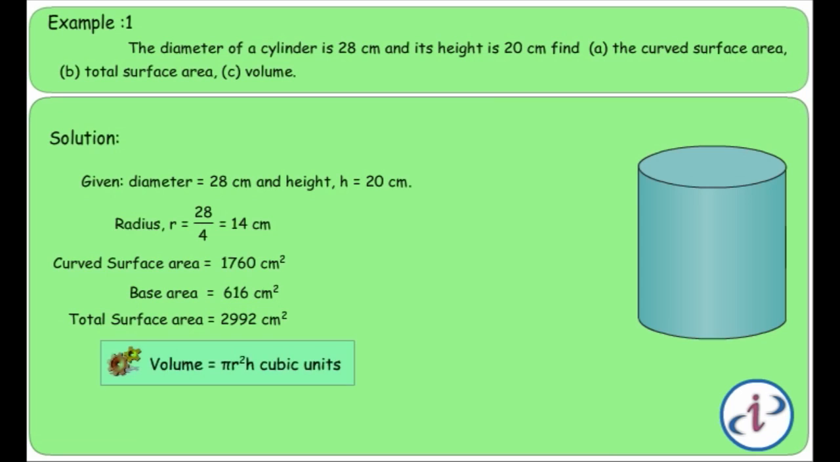Now let's find the volume of the cylinder. It is equal to pi r squared h. Substituting, we get 22 by 7 times 14 times 14 times 20. Simplifying, we get 44 times 280, which is equal to 12,320 cubic centimeters.